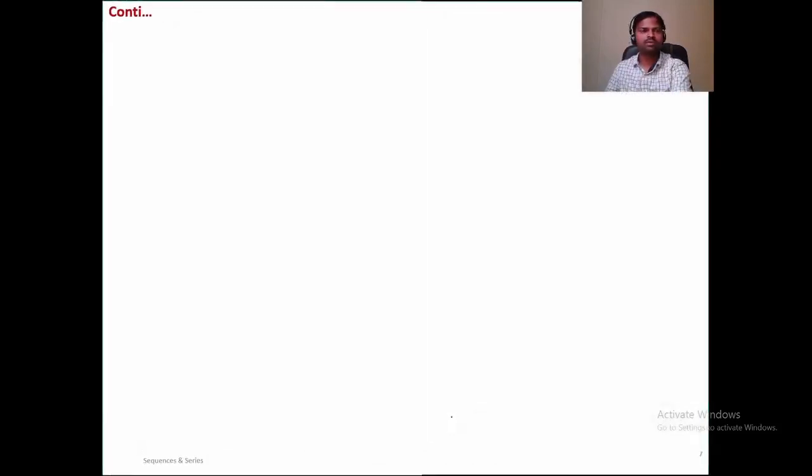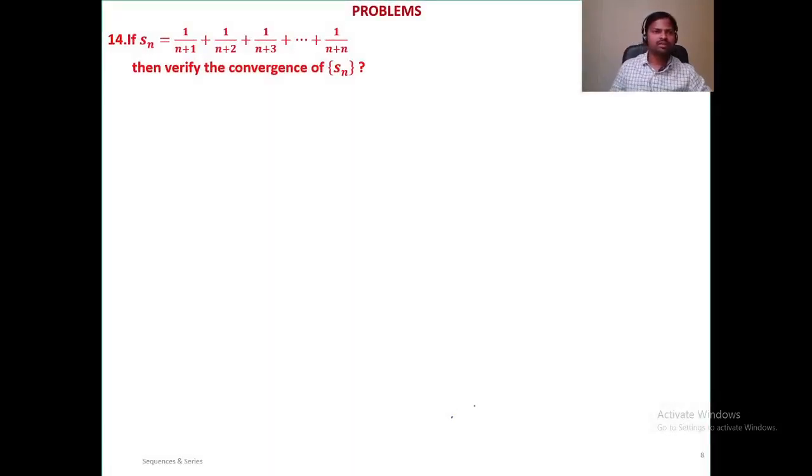Similarly, problem number 14. If the nth term of the sequence is this, then verify the convergence status of the sequence Sn. So this is again an interesting problem. The nth term Sn is 1 upon n plus 1 plus 1 upon n plus 2 plus 1 upon n plus 3, plus and so on, plus 1 upon n plus n. This is the nth term. So this problem is not like the previous problem.